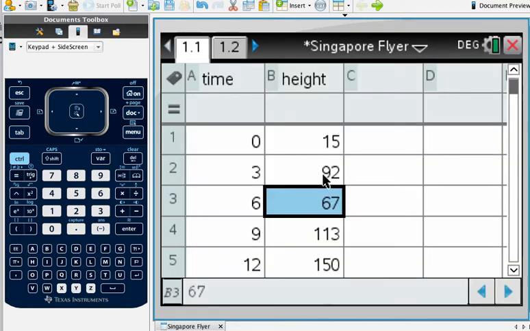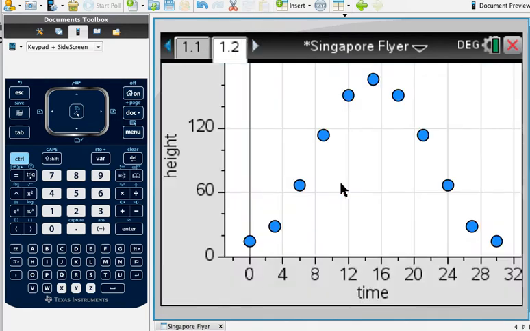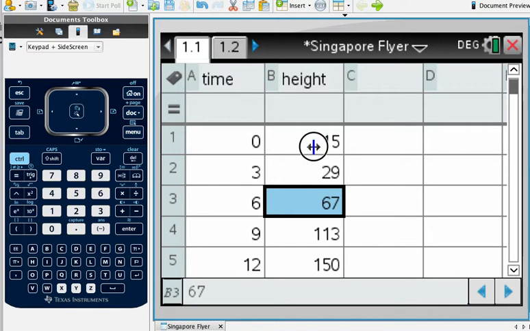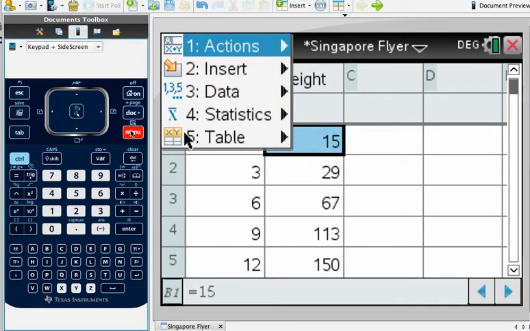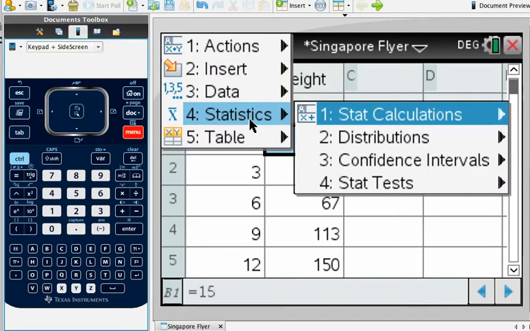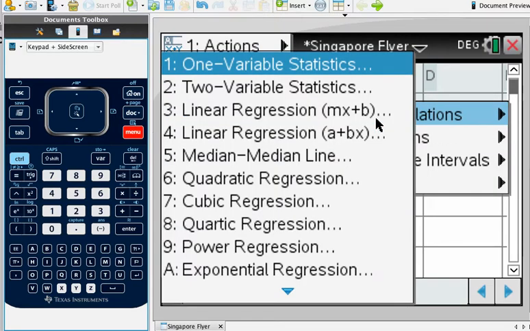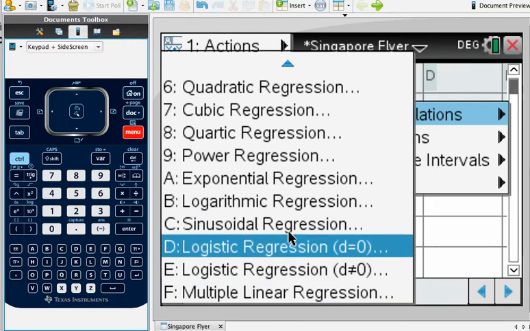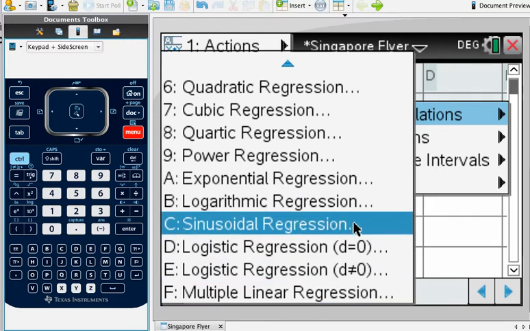Then all you have to do is go back and fix the point that you need to, and when you click back to your scatter plot, all is right in the world. And you can see how it makes this nice little sine curve. All right, so now that we've confirmed that all of our data is entered correctly, we can go ahead and do our regression. Hopefully you guys remember how to do this. Go to Menu, Statistics, Stat Calculations, and we are going to do a sinusoidal regression.